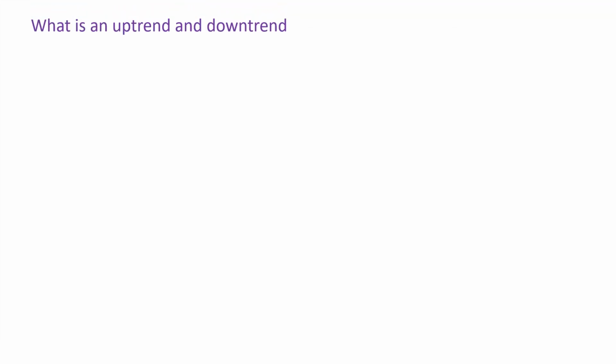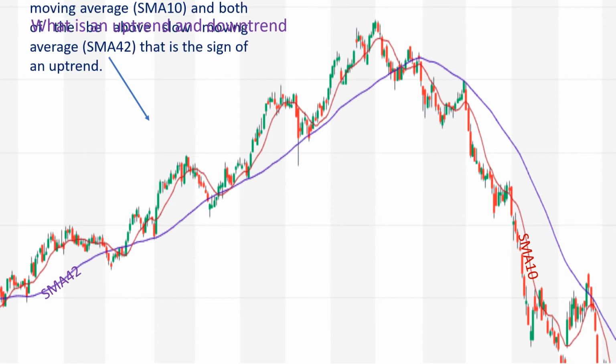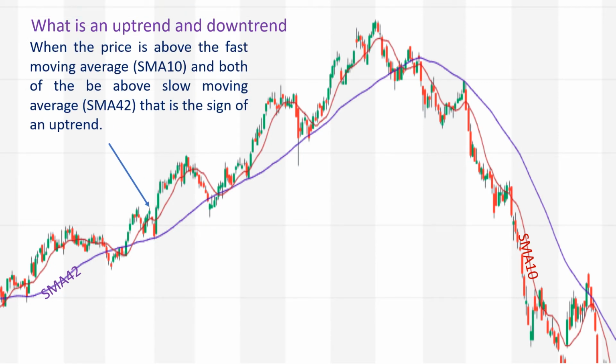What is an uptrend and downtrend? This is a price trend and I installed 2 moving averages, namely SMA 42 and SMA 10. When the price is above the fast moving average SMA 10 and both of them are above the slow moving average SMA 42, that is the sign of an uptrend. And here the 2 moving averages are considered as dynamic support.